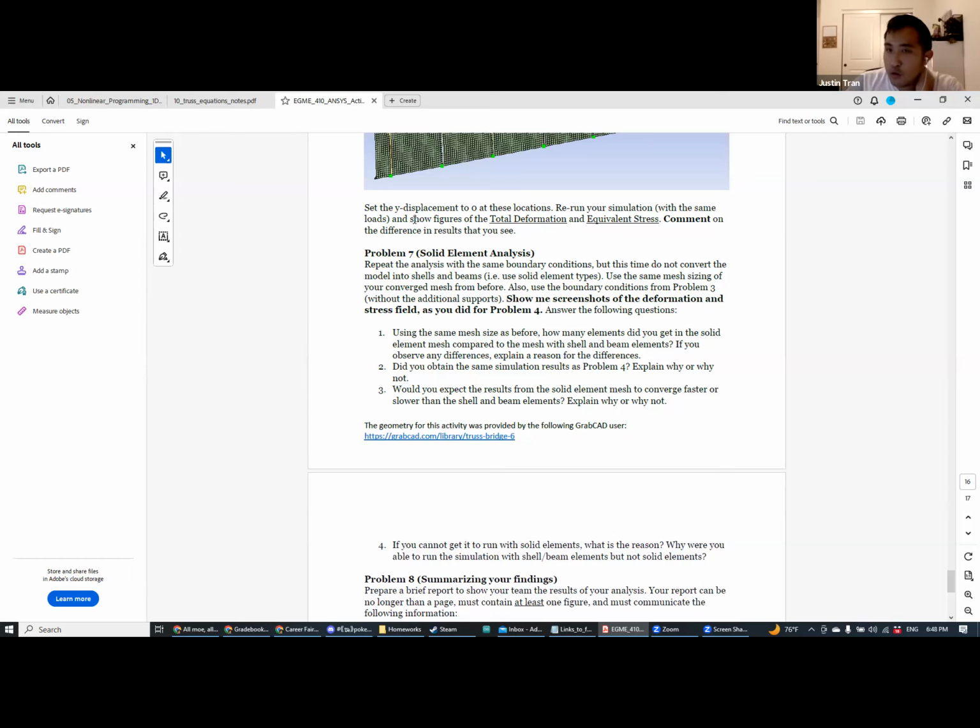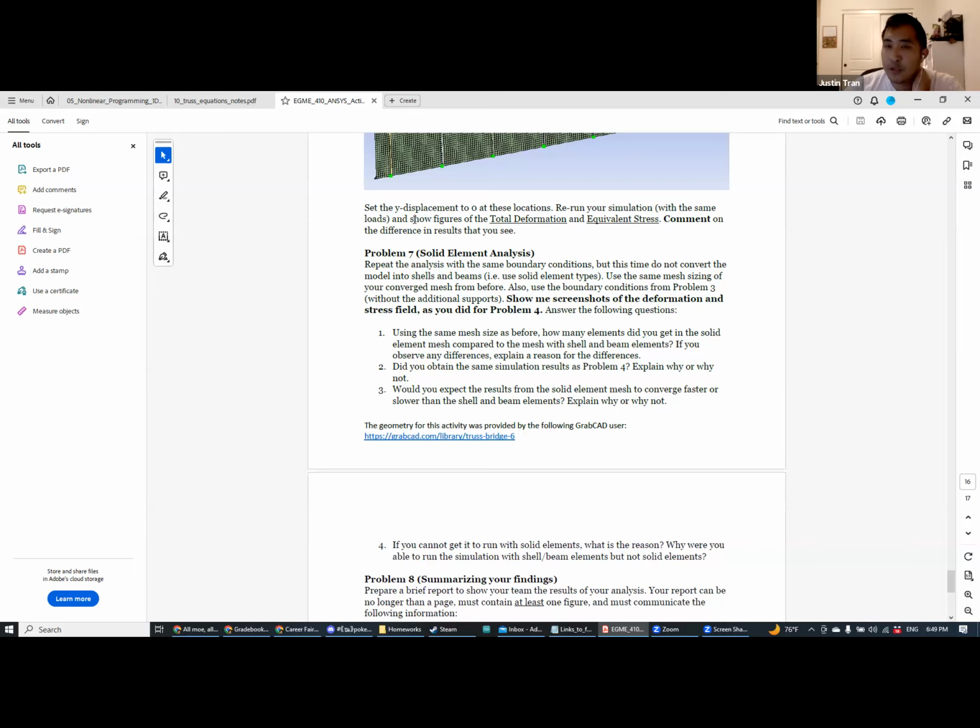One of two things can happen in problem 7, and it depends on your computer. Either you succeed and you're able to mesh it and get a simulation out of it. And what you're going to find is that your solution is going to be very, very different than what you saw with the shells and beams.